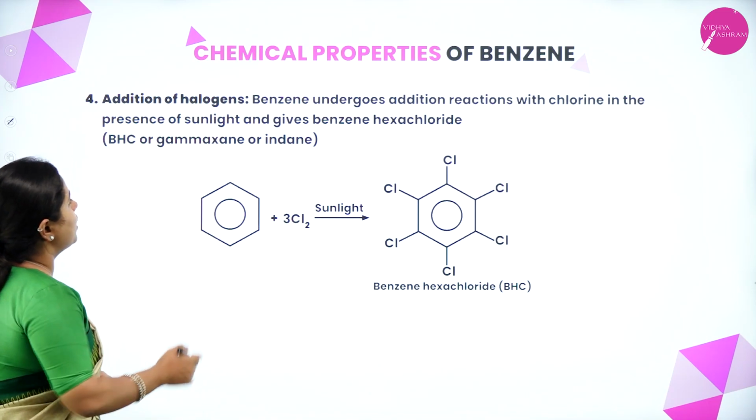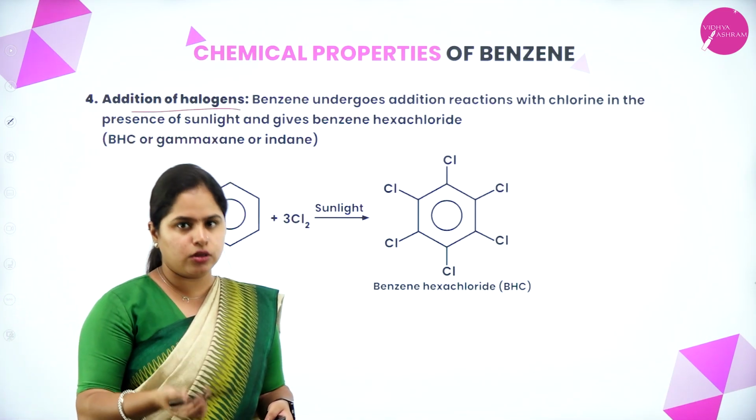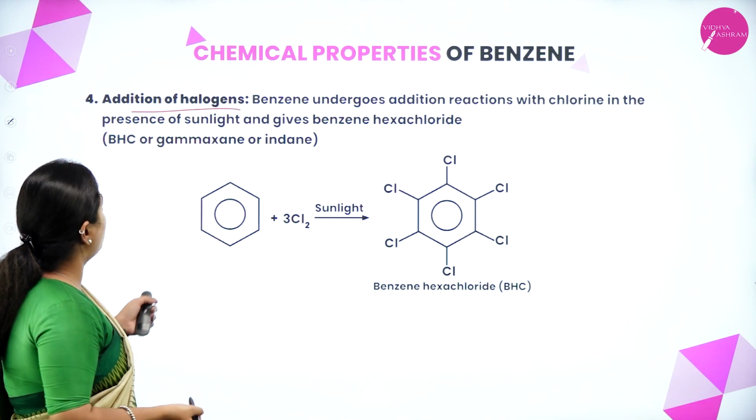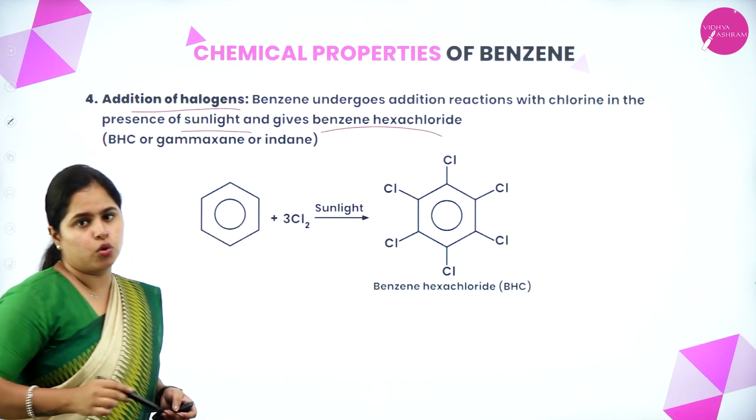Now moving on to the next one, addition of halogen. That means we can also call it a halogenation reaction, right? Benzene undergoes addition reaction with chlorine in the presence of sunlight and gives benzene hexachloride.